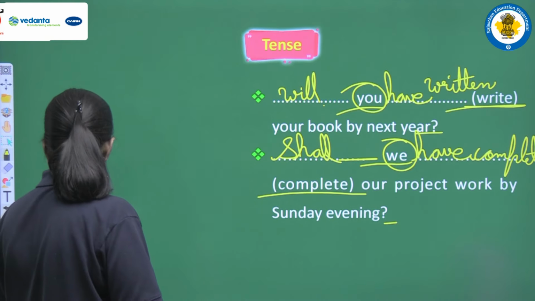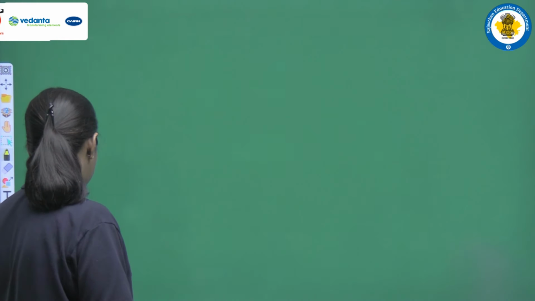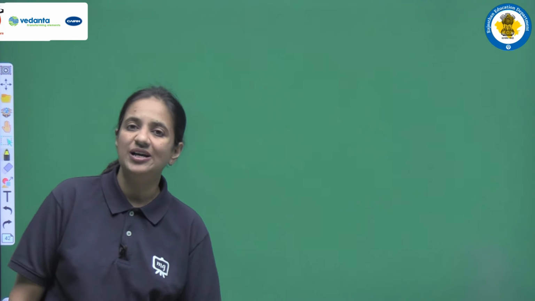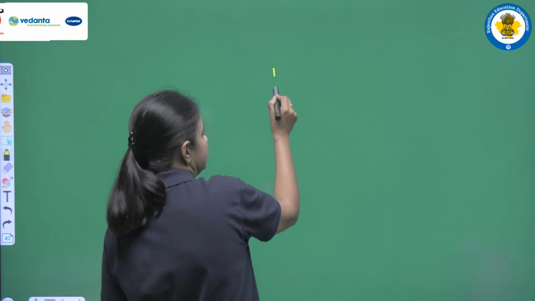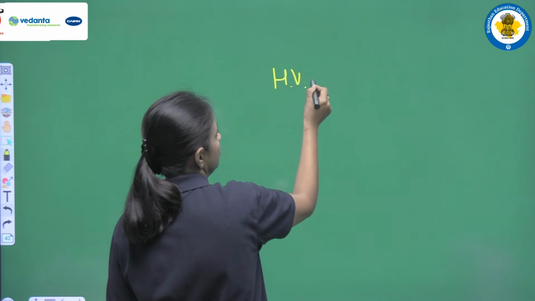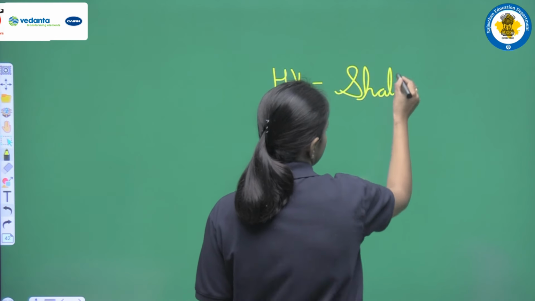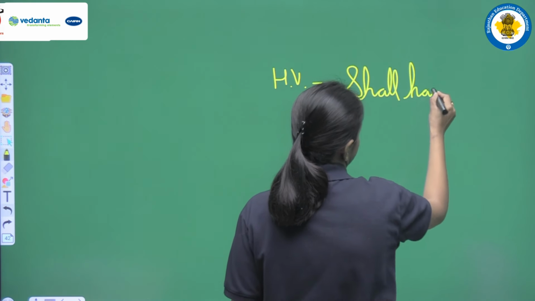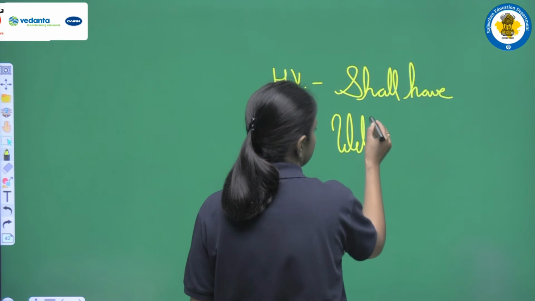It is a very easy tense actually, right? So let's discuss all the things one more time. Let's summarize this tense one more time. So this is future perfect tense. In this tense we are having two helping verbs. The first helping verb is shall have and the second helping verb is will have.